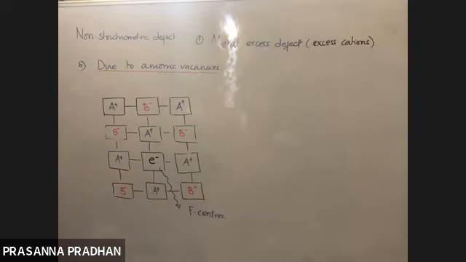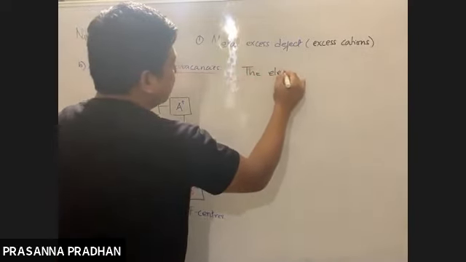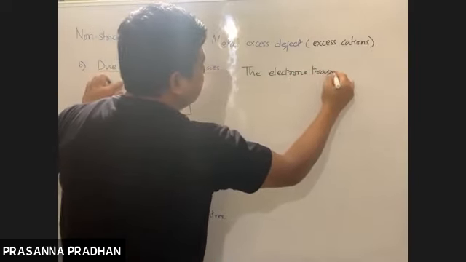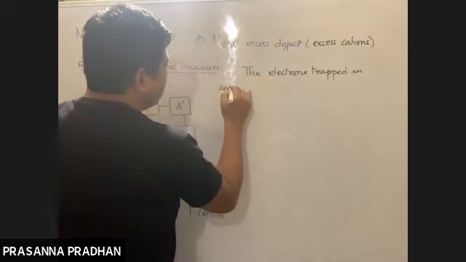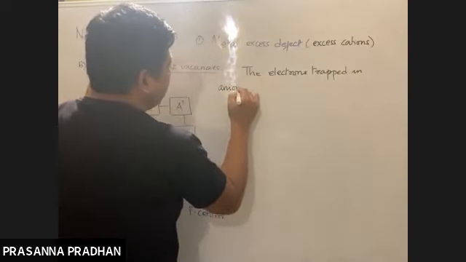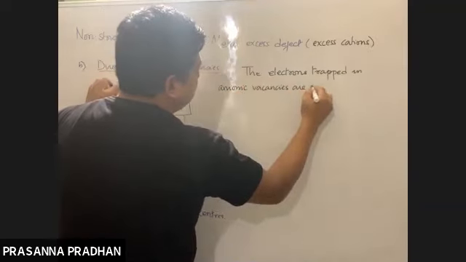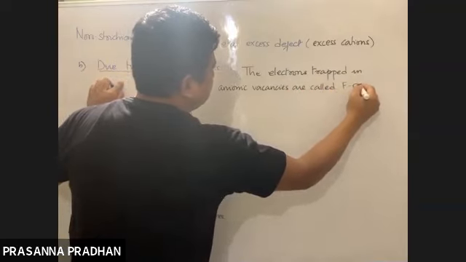Okay, the electrons trapped in anionic vacancies are called F centers. Right? So what are F centers? The electrons trapped. कहाँ पर trap हुआ electrons? The electrons trapped in anionic vacancies are called F centers. Right?